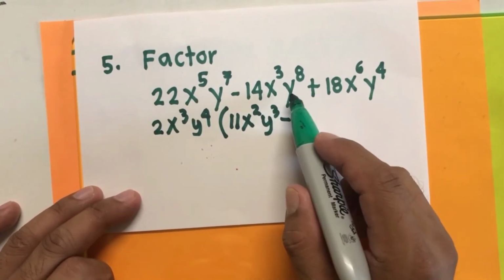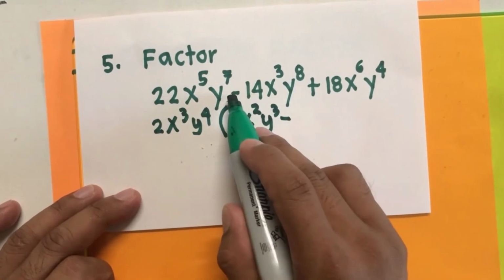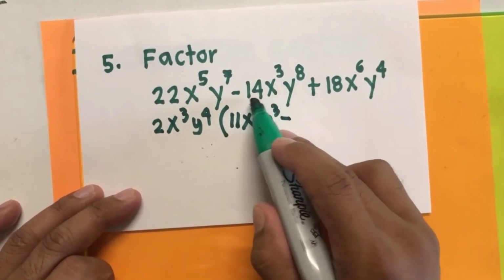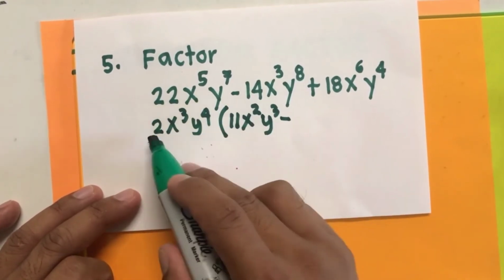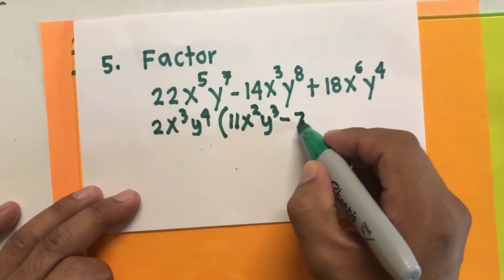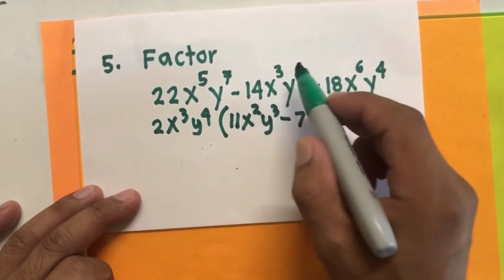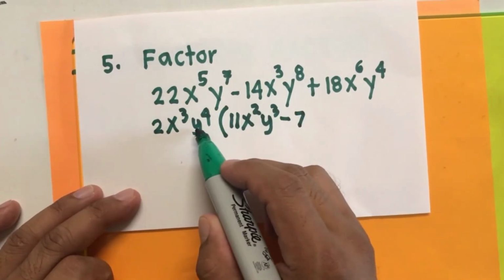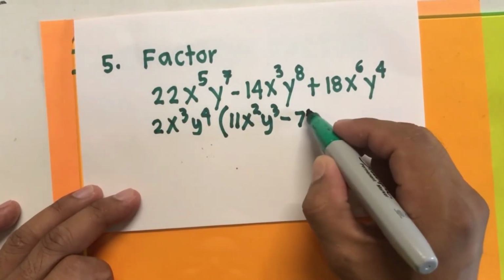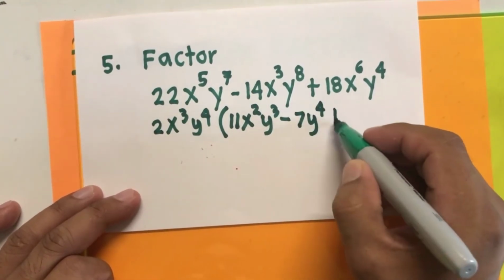A term is separated by the plus or the minus sign. So for this term, the boundary is this minus sign and that plus sign. So 14x cubed y to the 8th is one term. So 14 divided by 2 is 7. x cubed divided by x cubed is 1, so it's cancelled out. y to the 8th divided by y to the 4th is y to the 4th. You have to subtract 8 minus 4 to get the 4. Then copy the plus sign.